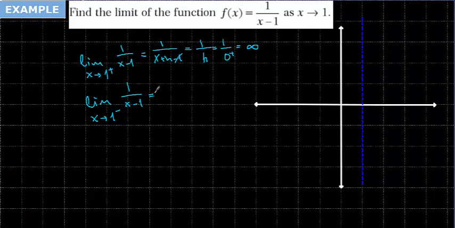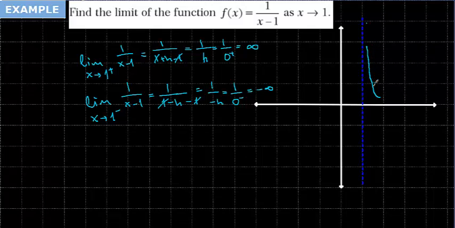And here it's going to be equal to 1 over 1 minus h minus 1, then it's going to be equal to 1 over minus h, which is equal to 1 over 0 negative, which is equal to minus infinity. It's going to be okay. So when x gets closer to 1 from the positive side, the function goes up to positive infinity.